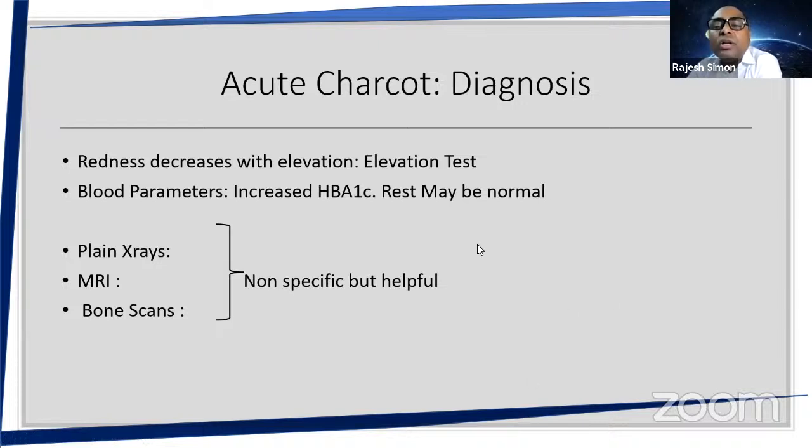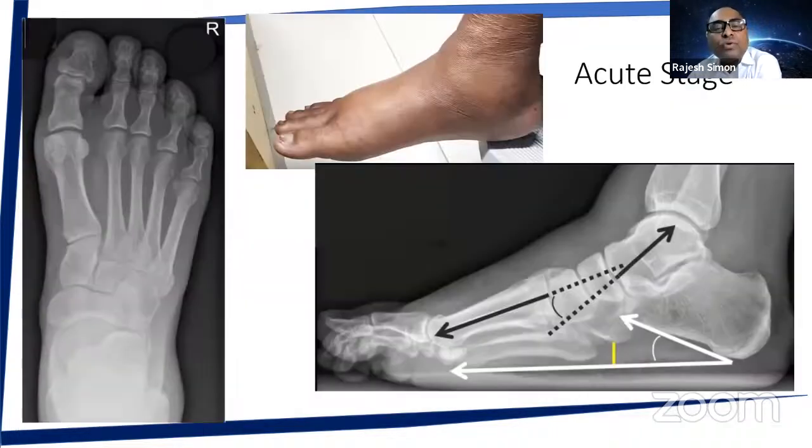Investigations are not really useful in the early stages. MRI scans and bone scans do pick up the problems, but you cannot differentiate between infection, osteomyelitis, or a Charcot foot. But HbA1c is one of the things that can lead to the suspicion of the Charcot foot.